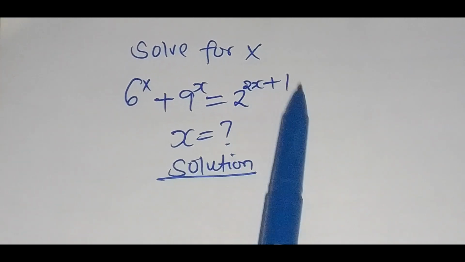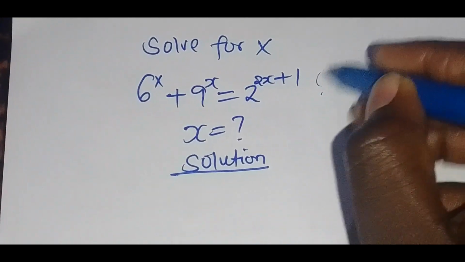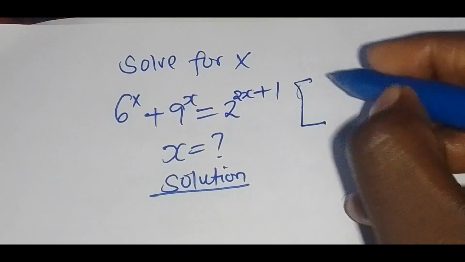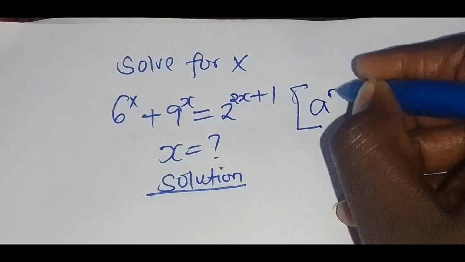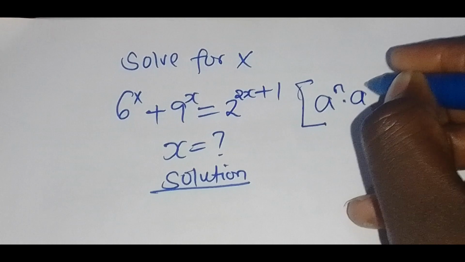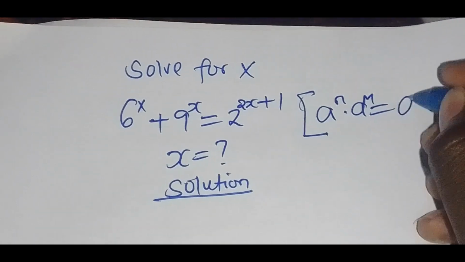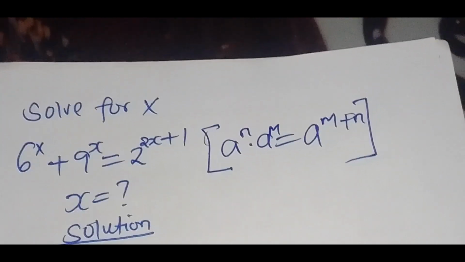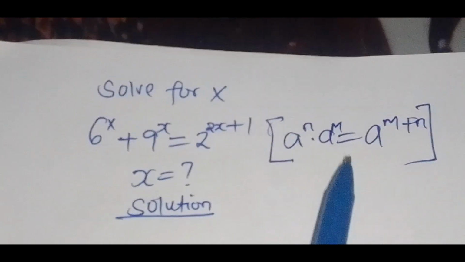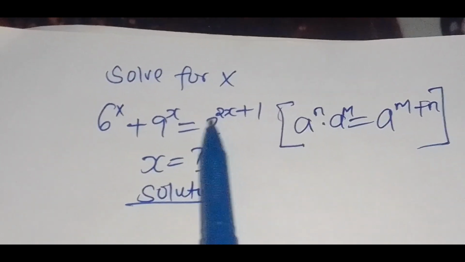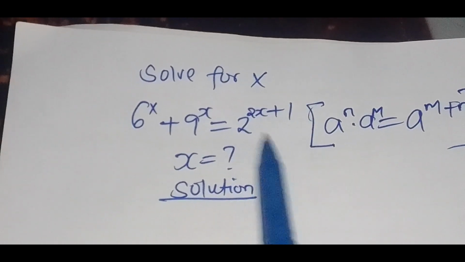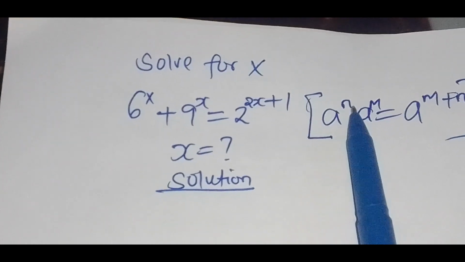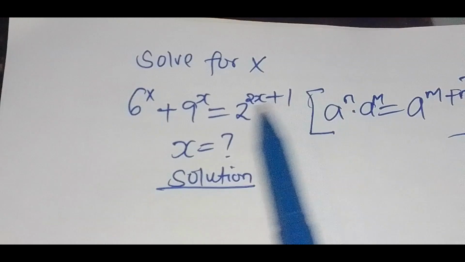This 2 raised to the power 2x plus 1 can be expressed using the indices identity, that is a raised to the power n multiplied by a raised to the power m is the same as a raised to the power m plus n. This is the indices property. So we need to rearrange 2 raised to the power 2x plus 1 in the form of a raised to the power n multiplied by a raised to the power m as follows.